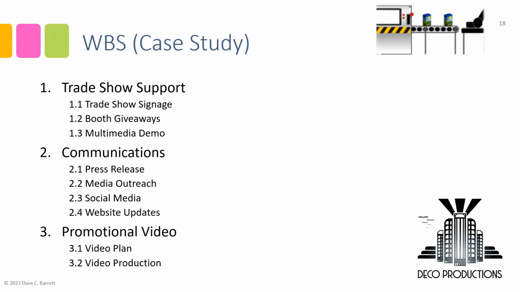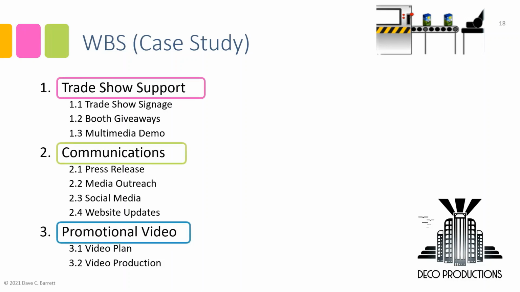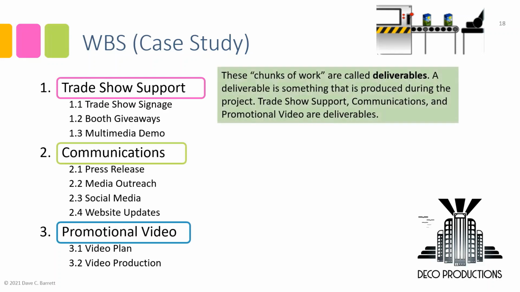Now, many of these you'll recognize from the project scope statement. In fact, the WBS needs to agree with the project scope statement. If there's something in the scope statement that is not represented here, this would be a problem. So we can see that there are those level 2 chunks of work that were defined. These are called deliverables. And we saw that Sophie and Fatihjet said, okay, there's trade show support, communications, and promotional video. Those are 3 deliverables. And so that was done, level 2.